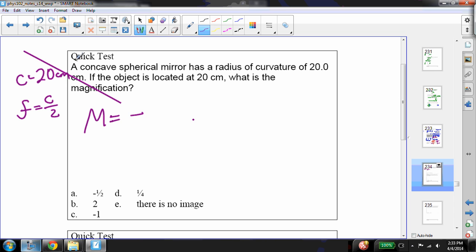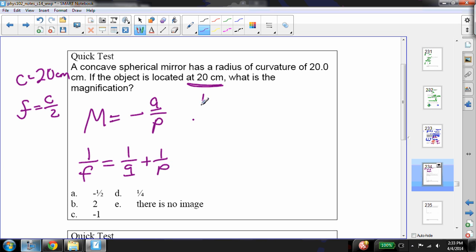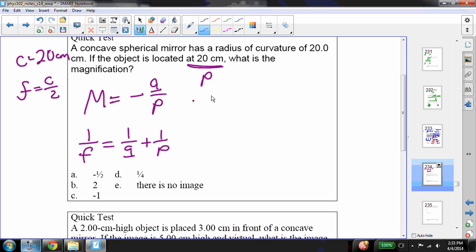which is negative, pardon me, your magnification is negative Q over P. And you can use your mirror equation, 1 over F equals 1 over Q plus 1 over P, to calculate the Q and the P. Notice that P is already given here. So you can calculate Q and then calculate M. But be very careful about whether your focal length is positive or negative, and then actually finding the focal length.